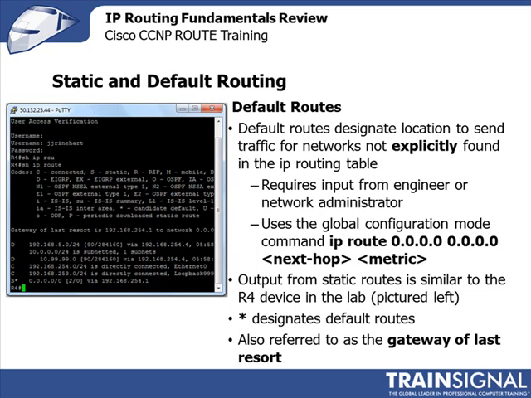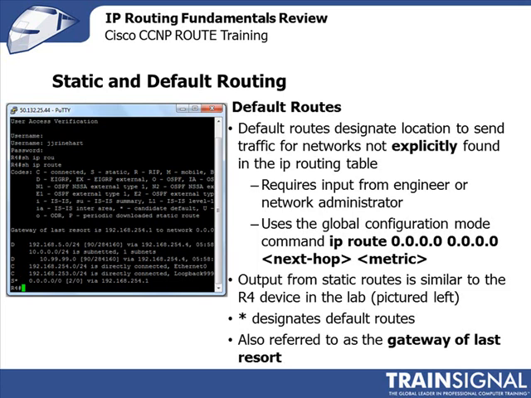Remember the principle of longest match. This is the most general route you could possibly configure. So if all the specific routes have been exhausted, this is sort of the catch-all at the end. And you'll notice here, looking at the left, this is from router 4 in our lab. It's actually listing a default route with an administrative distance of 2, for example. We'll talk about administrative distance later. Whenever you see an asterisk, that is actually a default route.